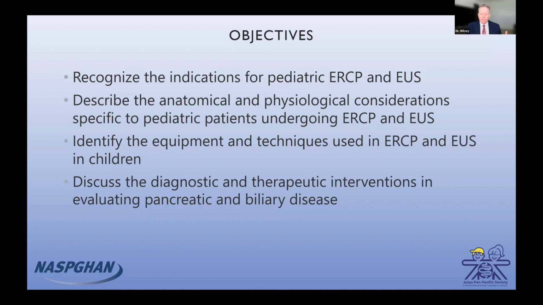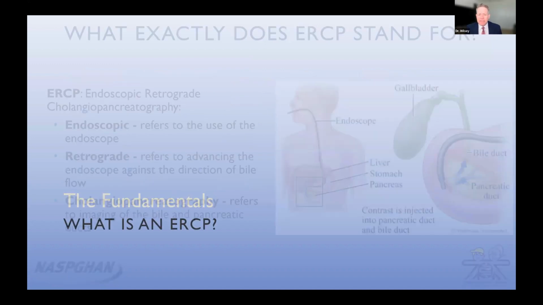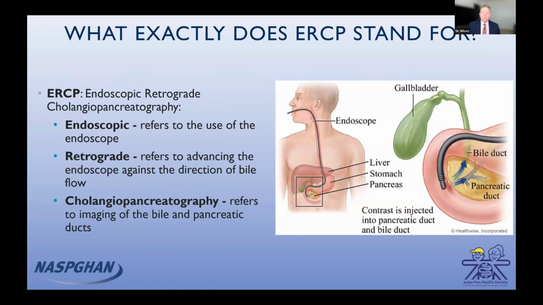So first, we're going to review the fundamentals. What exactly does ERCP stand for? Endoscopic refers to the use of an endoscope. Retrograde refers to advancing the endoscope against the direction of bile and pancreatic flow. And cholangiopancreatography refers to imaging of the bile and pancreatic ducts.